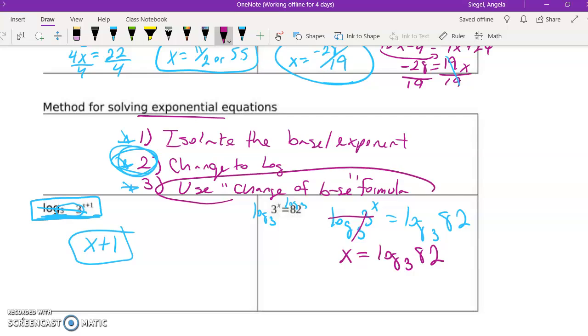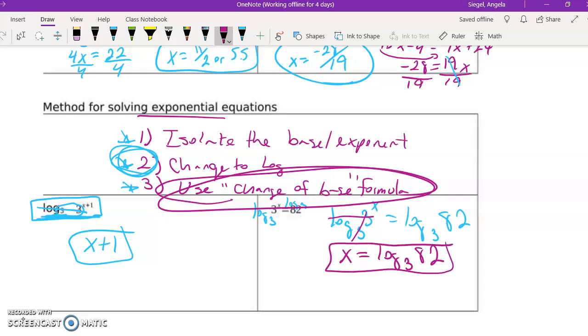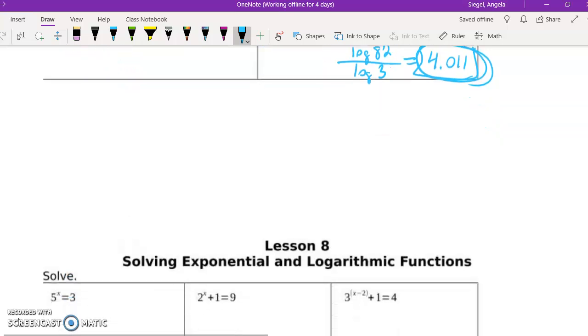Now this is where that change of base formula comes in. Most calculators, I can't type that into my calculator, so I'm going to have to do the change of base formula. So it's going to be log of 82 over log of 3. Go ahead and type that in your calculator and tell me what you get. Okay, so you should have gotten about 4.011 for that.